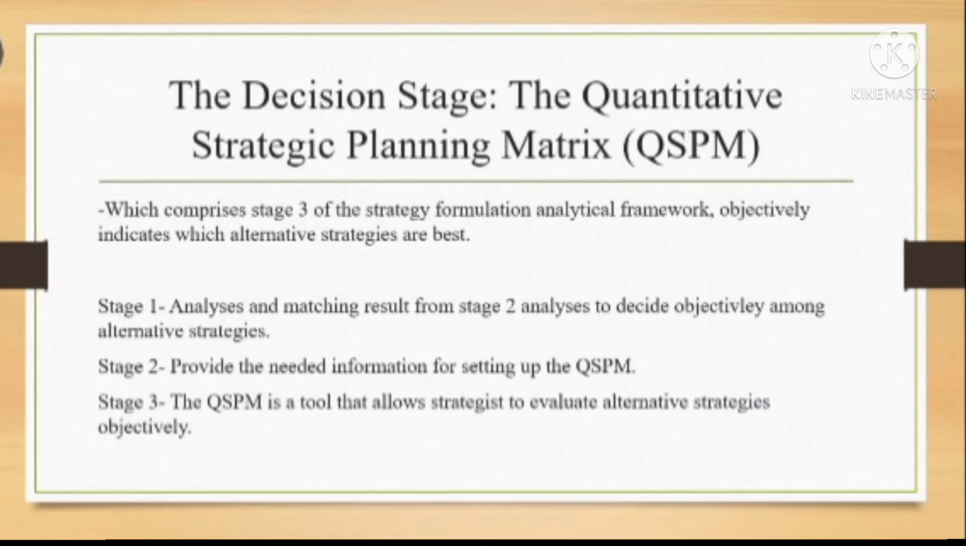Stage 1, the first step in the overall strategic management analysis, is used to identify the key strategic factors. This can be done using, for example, the EFE matrix and the IFE matrix. Then stage 2 provides the needed information for setting up the QSPM. So after we identify and analyze the key strategic factors, as inputs for QSPM, we can formulate the type of strategy we would like to pursue. This can be done using, for example, the SWOT analysis and the SPACE matrix analysis. Stage 3, the QSPM, is a tool that allows strategists to evaluate alternative strategies objectively. So each category is computed by determining the cumulative impact of each external and internal critical success factor.